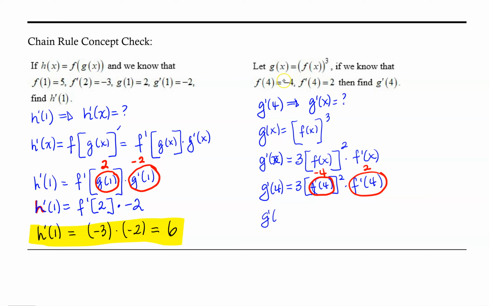So g prime of 4 is equal to 3 times negative 4 squared times 2, which is 3 times 16 times 2. So g prime of 4, 3 times 16 is 48, and 48 times 2 is 96. So g prime of 4 is equal to 96.